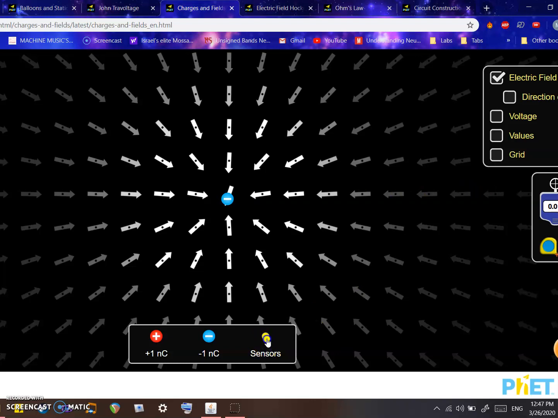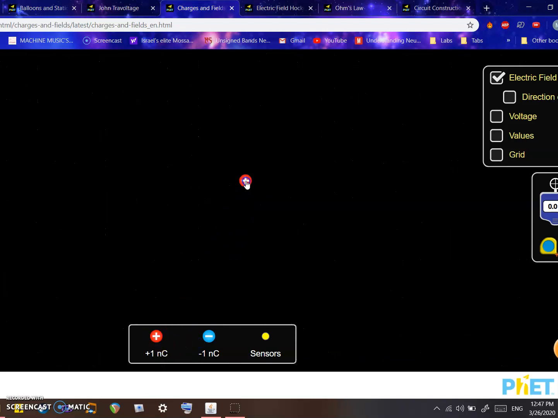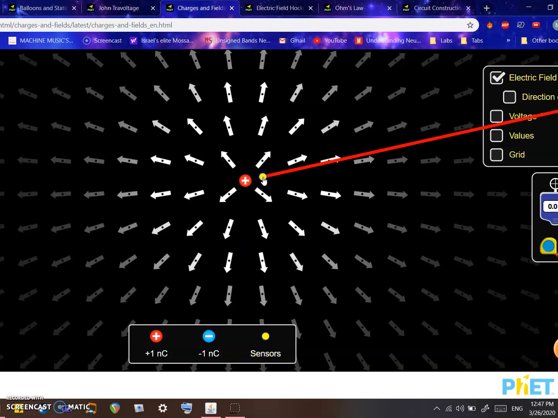We can actually use the sensor to get a better idea of electric field strength. So notice that when we're really close to the source charge, the vector is huge, meaning the electric field right there is very powerful. But as you move away, the electric field weakens, right? It gets weaker and weaker and weaker. If, again, I put a positive charge instead and bring in a sensor, we see a very powerful field nearby and a weakening as we move away.